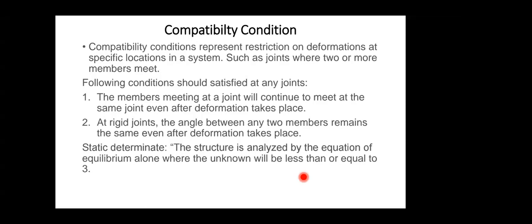The members that meet at a joint will continue to meet at the same joint even after deformation takes place. These are the certain assumptions made during the compatibility conditions. At a rigid joint, the angle between two members remains the same even after deformation takes place.